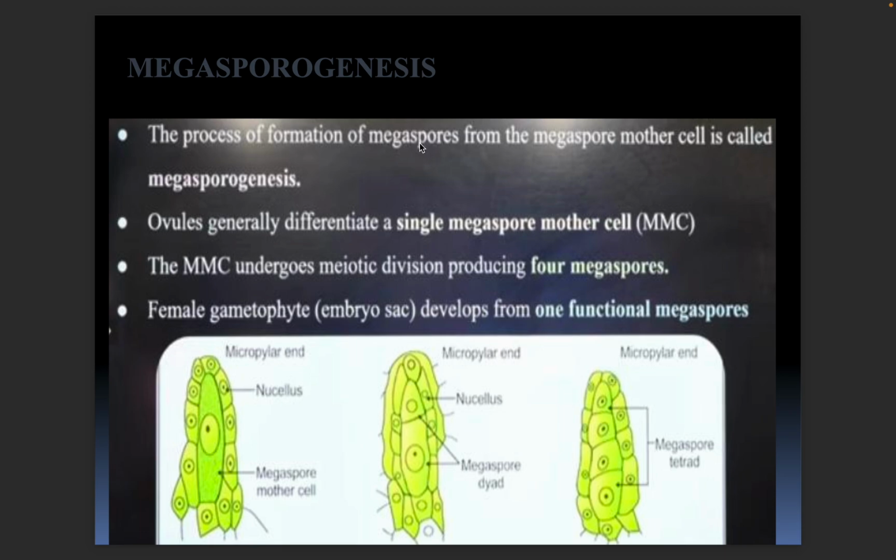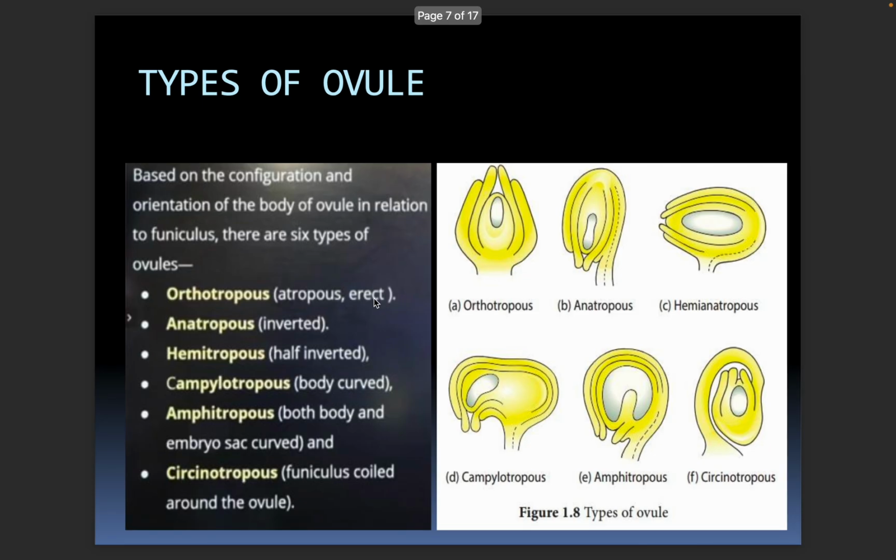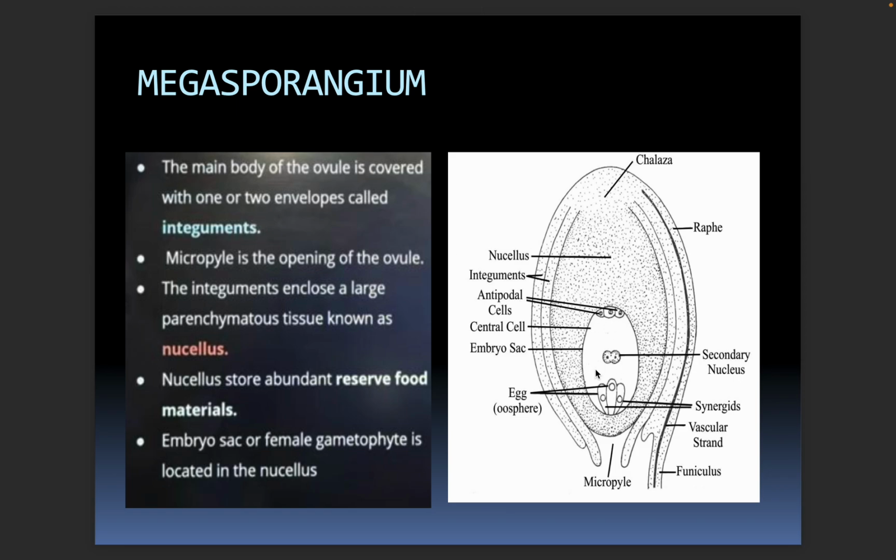So again, the megaspore from the mother cell is going to be formed. I said earlier as well, the division over here is going to be meiosis, right? This happens due to meiosis only. So this meiotic division taking place over here will lead to the formation of 4 megaspores. Now the question is, where is this going to happen? This is going to happen in the embryo sac, the female gametophyte, the embryo sac which you can see over here. This is the result of megasporogenesis.